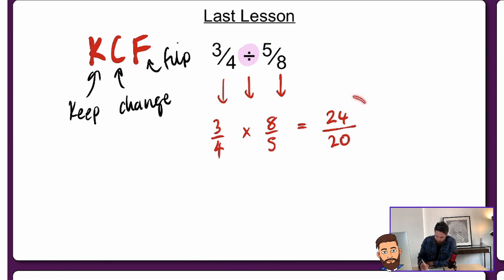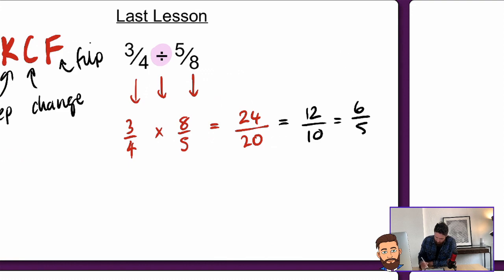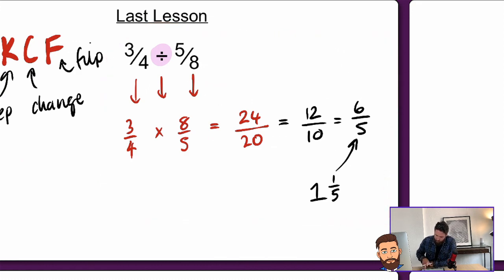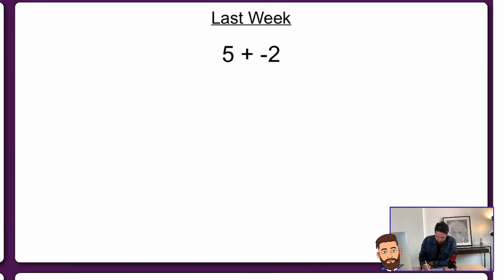Now, two things can be done with this fraction. One, it is improper, it is top heavy, and two, it can be simplified. So if we simplify first, you would get 12/10, which is 6/5. Still, this is improper, so we could change this to 1 and 1/5 left over. If you're unsure on any of that, go back and look at my fractions 2 lesson where we looked at dividing fractions.